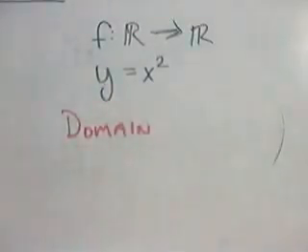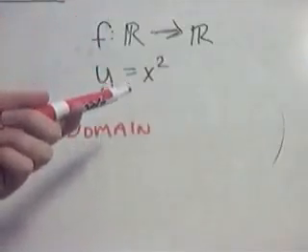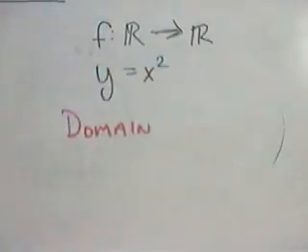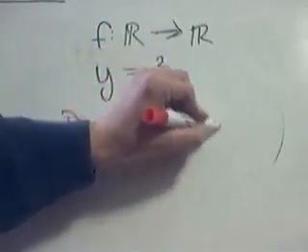Well, what numbers are we allowed to square? We can square anything. That's a defined function. Every number in the reals, when it gets squared, will end up in the reals. So that means the domain is everything, that is negative infinity to infinity.